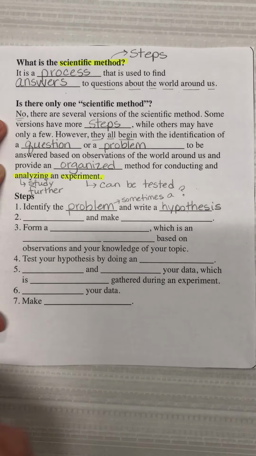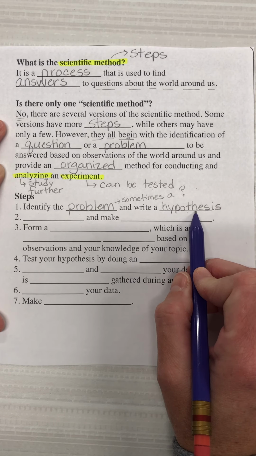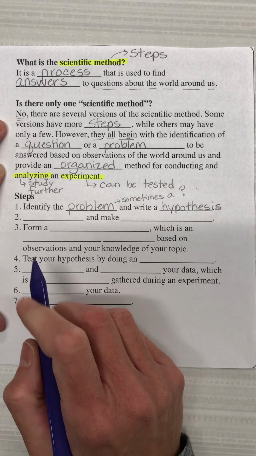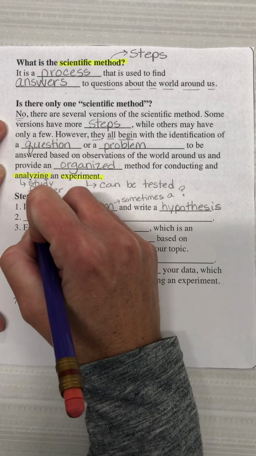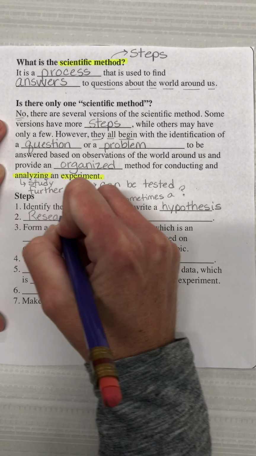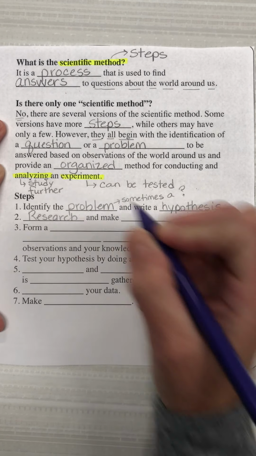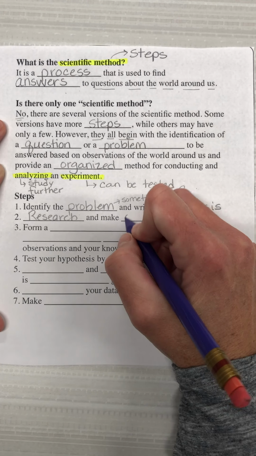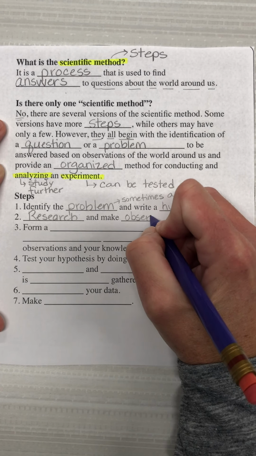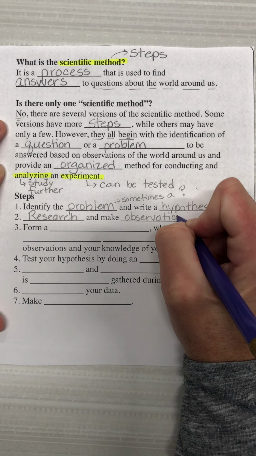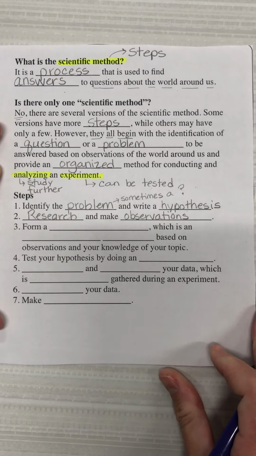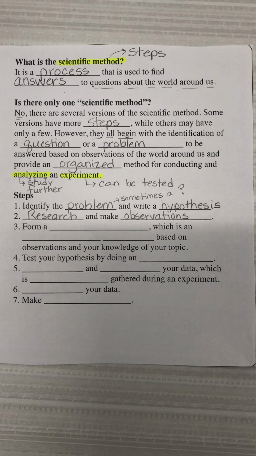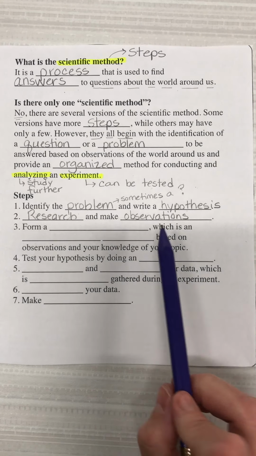After they form a hypothesis to their problem or question, scientists need to do a little research. So they have to go out and do a little research and make some observations of things. And when we observe, we don't just use our eyes. We use our sense of touch, smell, taste, if possible.